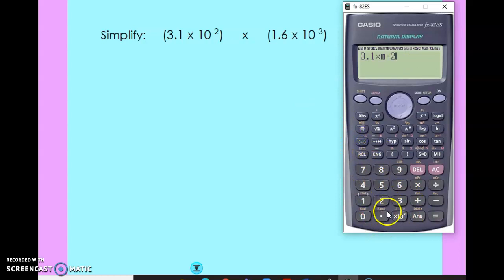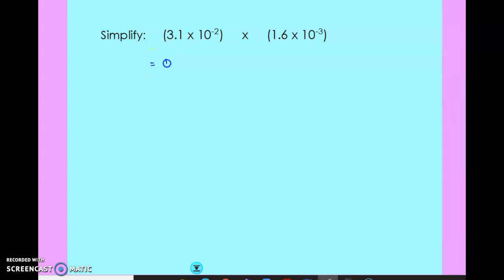So we get 3.1 times 10 to the power of -2 times 1.6 times 10 to the power of -3. And that gives me 4.96 times 10 to the power of -5. So this time the calculator has given it to me in standard form or scientific notation. Make sure you're noticing this wee bit down here that's saying times 10. You need the full part in for it to be in standard form. So 4.96 times 10 to the power of -5.